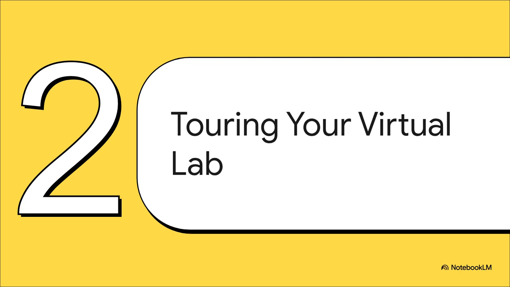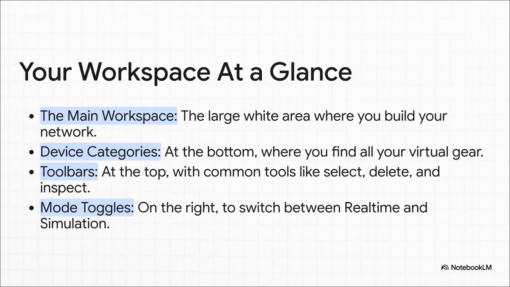Okay, so you've downloaded it, you've got it installed, and you open it up. Now what? Let's take a super quick tour of the interface so you know your way around. Honestly, the layout is incredibly simple, and it's broken down into 4 main zones. You've got this giant white space in the middle. That's your canvas, your playground. Down at the bottom, that's your toy box, all the routers, switches, PCs, servers, everything.